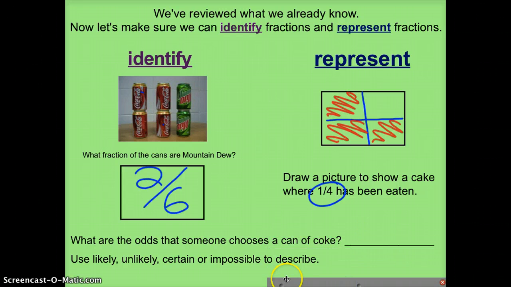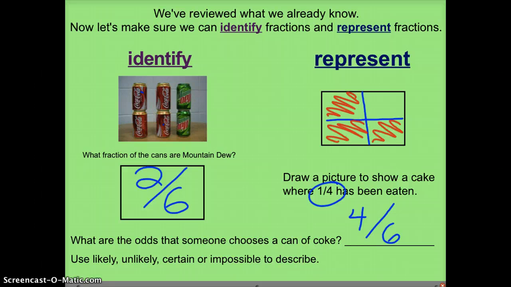One last thing to think about is here. What are the odds that someone chooses a can of Coke? So let's say they reach into a cooler. These are the only cans that are in there. I want to know what are the odds that they choose a can of Coke. I'm going to give them a number fraction. There are 4 cans of Coke, so they have a 4 out of 6 chance of pulling a Coke out of the cooler.